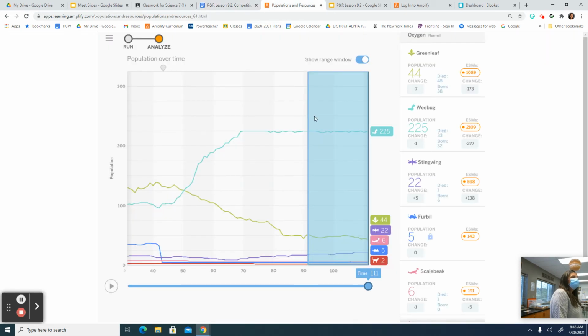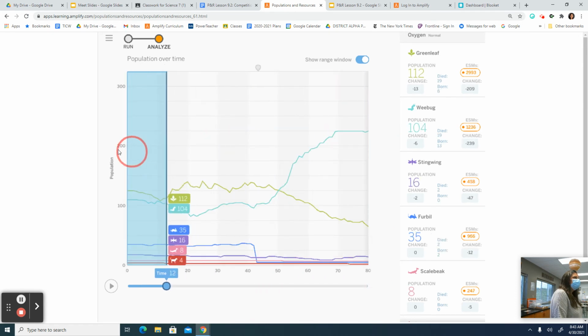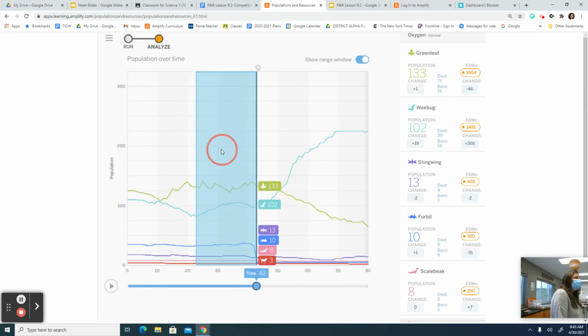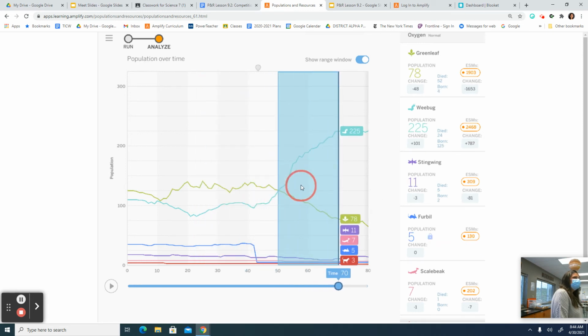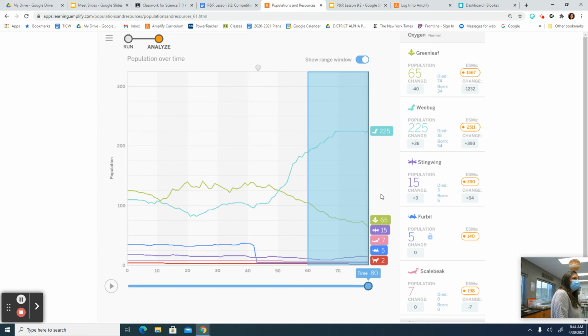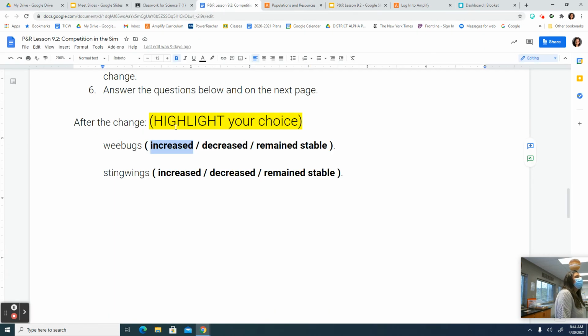And then if I look at my stingwings before the change, I had 13. And after the change, I had 15. So not much of a change, but did they go up? They did. So I want to say that my stingwings also increased.